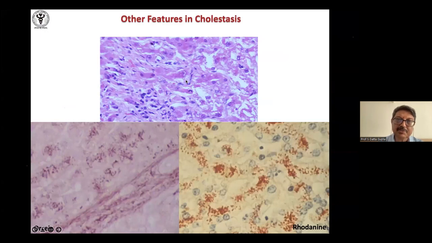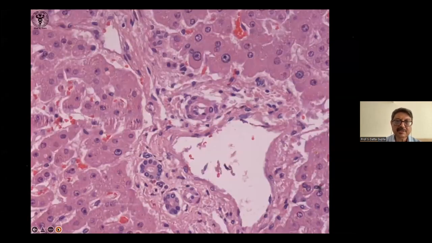The other signs of obstruction that you can get are Mallory's hyalin, increase in copper binding protein, because copper is also excreted with the bile, or copper in the periportal hepatocytes. So this is again, this large portion in the portal area. These are the bile ducts. This is the artery. Please remember that.